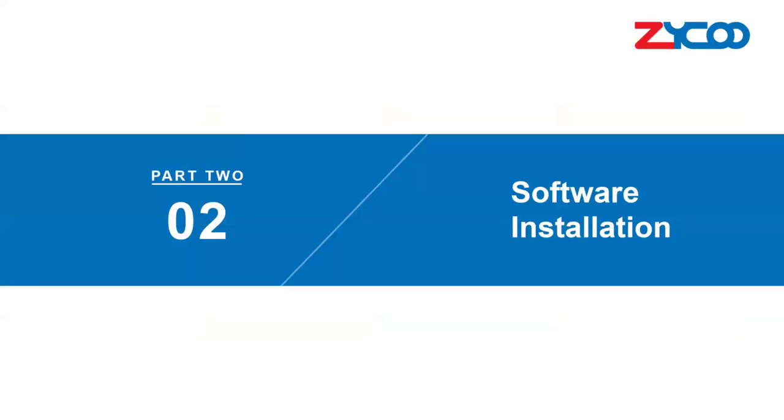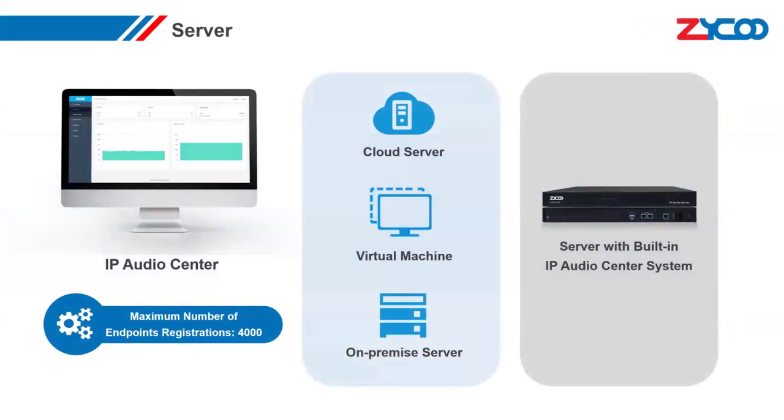In part 2, I will introduce how to download and install the ZYCOO software. The first software is the IP Audio Center. It's a graphic interface of the hardware server. It can be installed on a cloud server, virtual machine, or on-premise server. The maximum number of endpoint registrations is up to 4,000, so you can manage 4,000 terminals in one system. That's quite amazing.